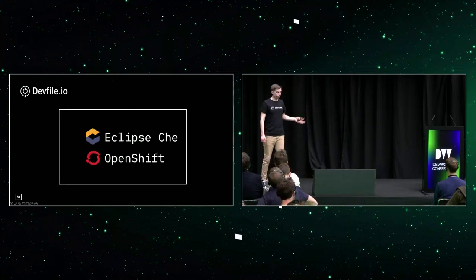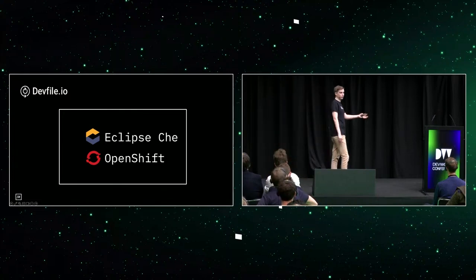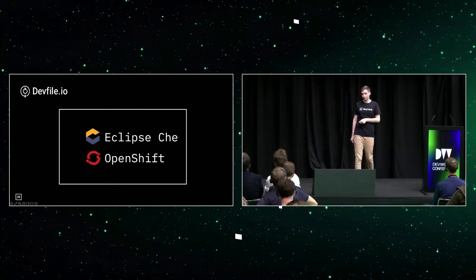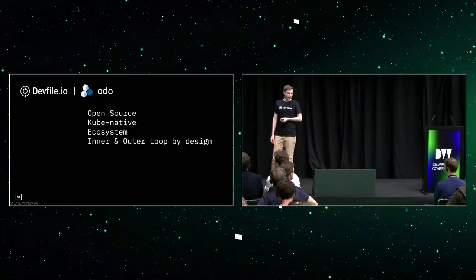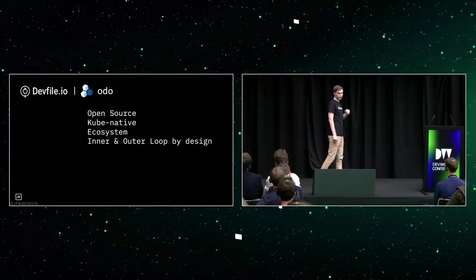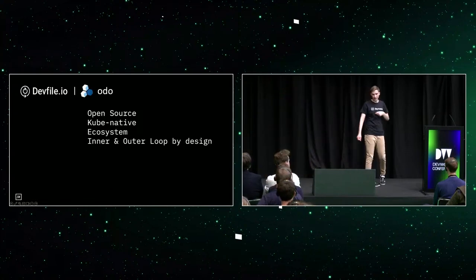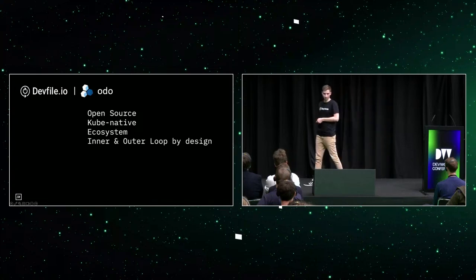DevFile is natively supported in Eclipse Che and the OpenShift toolkit as well, and you can use them today to create these cloud native, cloud remote workspaces with this Kube native API. So that's Odo and DevFile. They're, again, open source, Kube native. They have a great ecosystem story, and they lean into the inner and outer loop story by design.